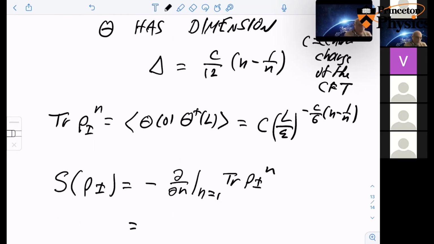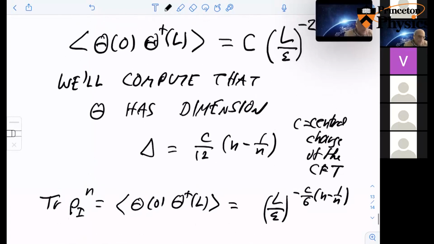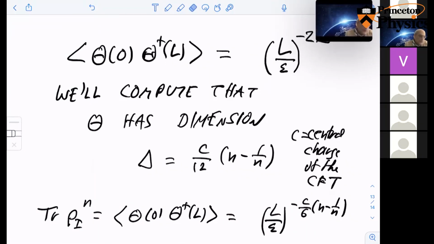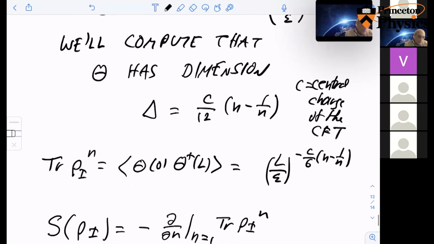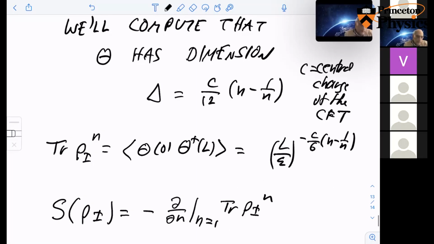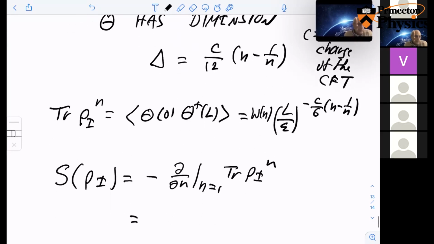We're going to learn, so I want to be more careful. C was a constant for fixed n. I don't want to call it C because that is the same symbol we used for central charge. I'll call it W. So because I didn't say anything about how to normalize theta for different n, the so-called constant is really a function of n. So the general form of trace rho to the n is L over epsilon to the minus 2 delta times some unknown function of n.